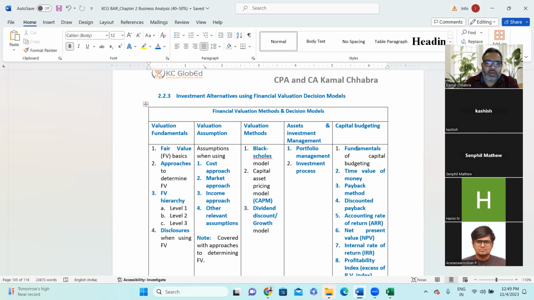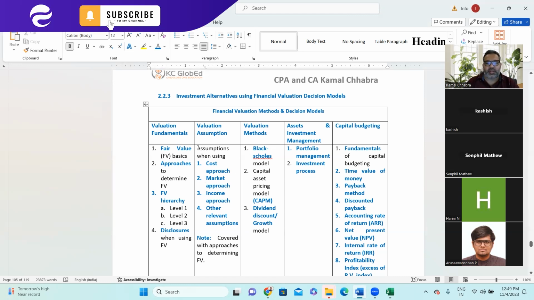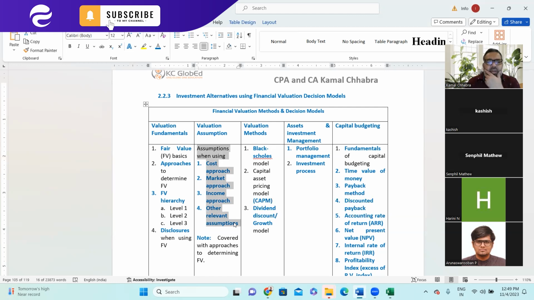I think before we went on a break, we have already covered the fair value basic. And now after the break, we'll be covering the approaches to determine fair value. And parallelly, we'll be covering the assumption of all these three approaches because it goes hand in hand. Then after, we'll be discussing the fair value hierarchy, level 1, level 2, level 3. And then after the disclosure part, and then we'll be covering Black-Scholes model today.